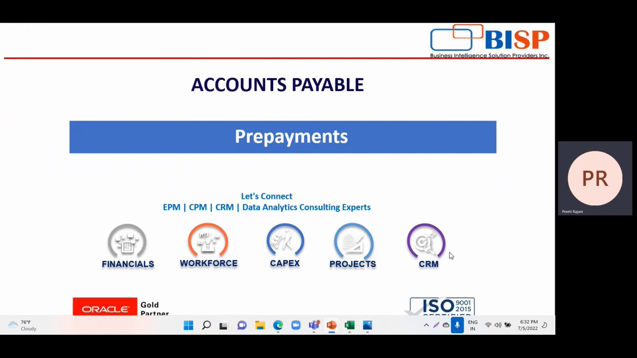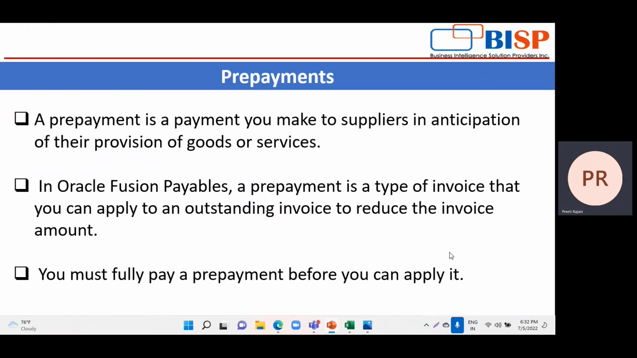So let's start with prepayments today. So what is a prepayment invoice? A prepayment invoice is a type of invoice you enter to pay an advance payment to a supplier. A prepayment is a payment you make to a supplier in anticipation of the provision of goods or services. In Oracle Fusion Payables, a prepayment is a type of invoice that you can apply to an outstanding invoice to reduce the invoice amount. You must fully pay a prepayment invoice before you can apply it.